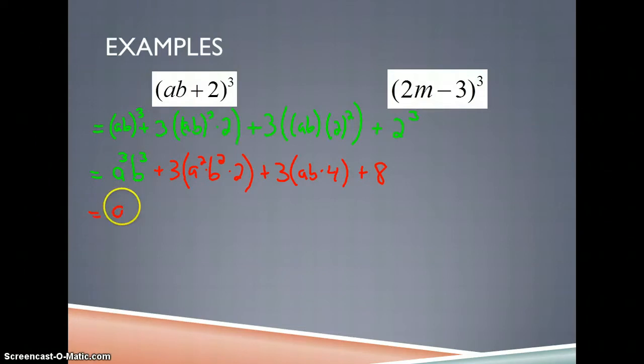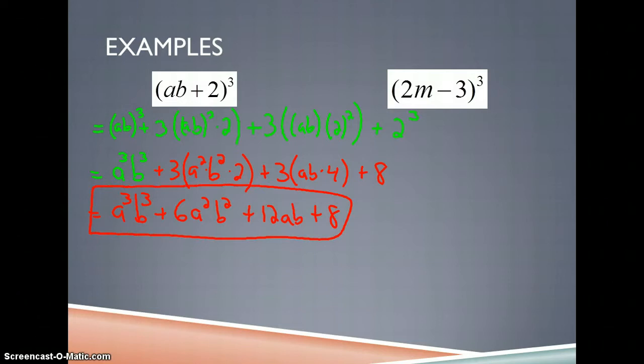The middle, we still have to continue to simplify. A cubed, B cubed. 3 times 2 is 6. This will be 6A squared, B squared. 3 times 4 is 12, plus 12AB, then plus our 8. That would be your final answer for that problem.